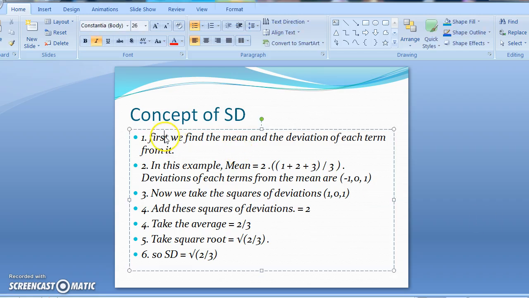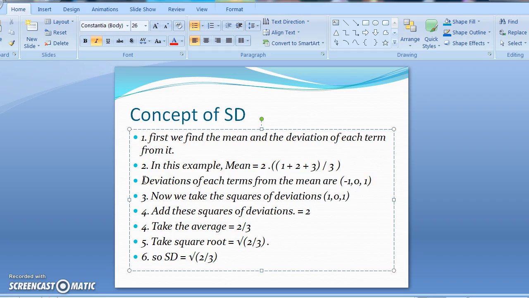So our first step is always to find the mean and the deviation of the terms from the mean. So in this example, our mean is what? It is 3 plus 2 plus 1, which is 3 plus 2, 5 plus 1, 6. 6 upon 3, which is 2. That's how mean or average is defined. We take the sum of numbers divided by the number of elements. Now our next step will be to find the deviations from the mean.